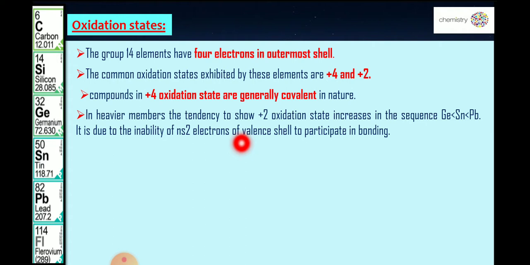Due to the inert pair effect, ns2 electrons are not available for chemical bond formation. During chemical reactions, ns2 electrons are not available due to the inert pair effect. Hence, when ns2 electrons are not involved, only np2 electrons are involved in bond formation. Then they do not show +4, they show +2. Therefore the tendency to show +2 oxidation state increases when you move down group number 14. Clear? This shielding effect and inert pair effect I have told you in detail in my previous class.